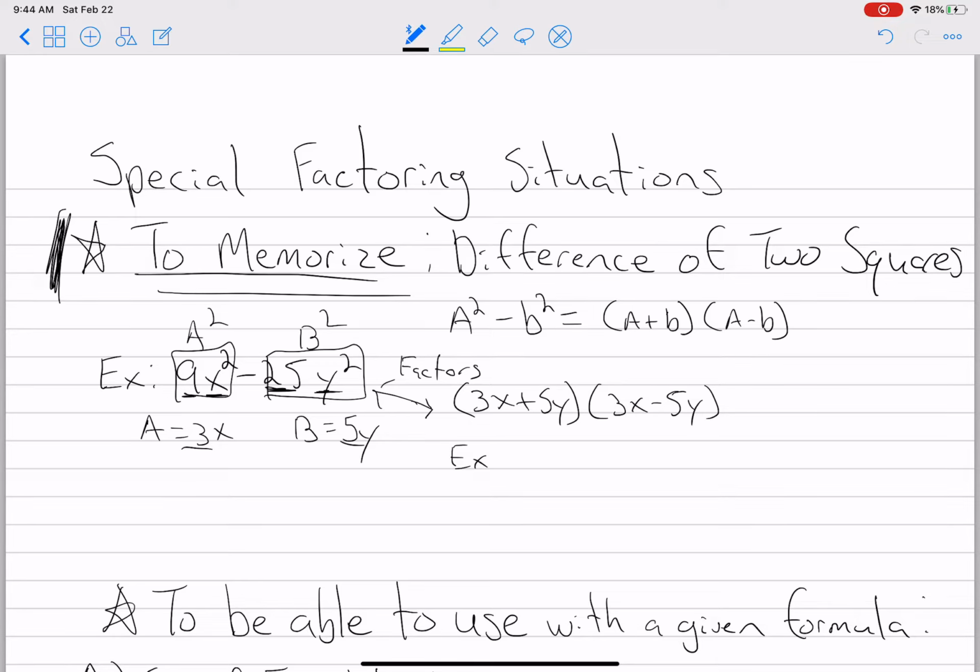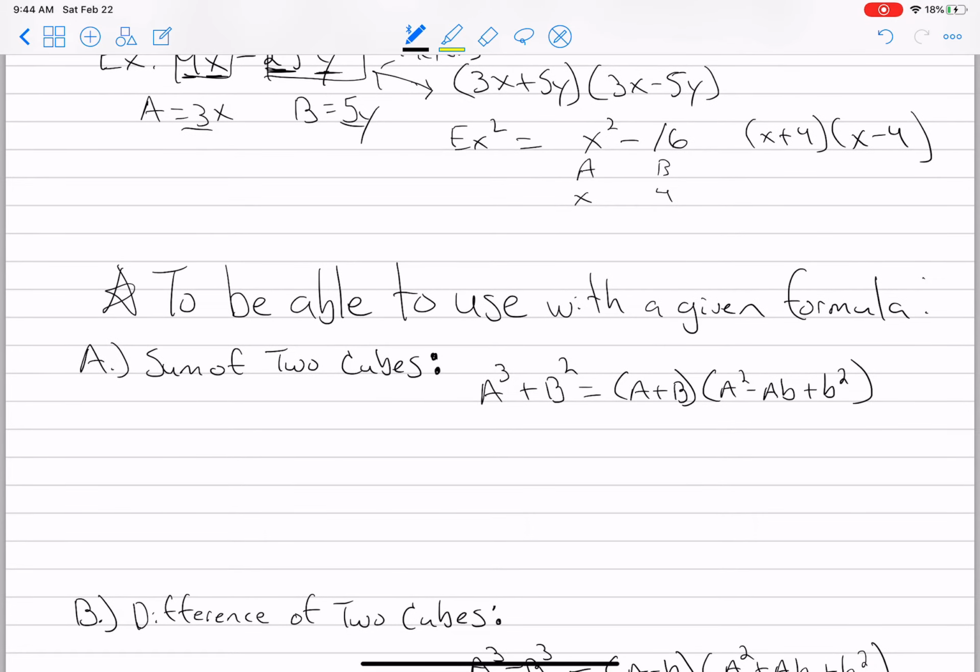So a second example of that would be if I have x squared minus 16. In this case, a would be what? You should be like, oh, x. And b should be what? You should be like, oh, 4. So it's x plus 4 times x minus 4. This is the one that you just have to memorize. You got to know that. You should see that right away and know that's what it means.